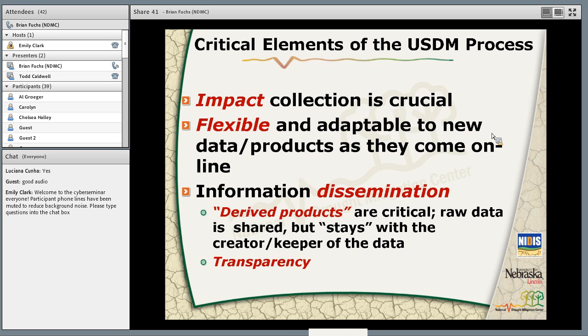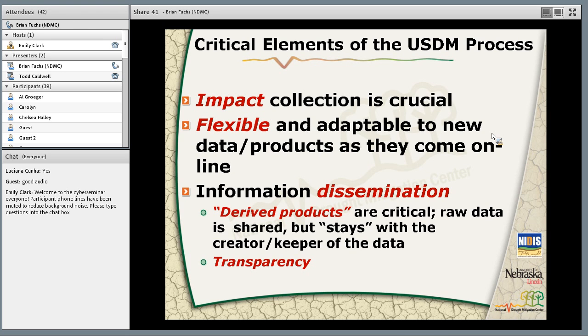Collecting these impacts is crucial, and it's something that needs to be done more. We need to document more of these drought-related impacts so as we go into the next drought, we can recall, hey, this is what we saw last time when we were entering a D2 or D3 drought, and this is what happened on the ground. We need to be flexible in this process as well, because as new tools, as new information become available, we need to be able to incorporate that into our weekly dissemination of this information.